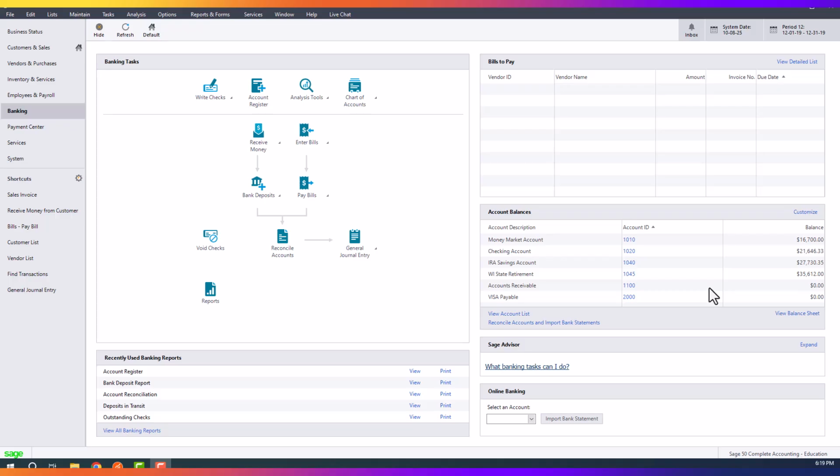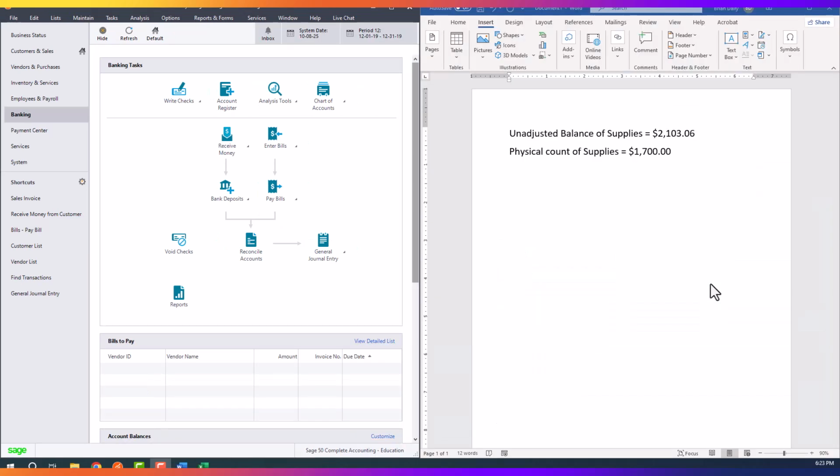So now we're going to enter the adjusting entries that are provided by the book, and we'll show how those adjustments affect those financial statements. The adjustments are described starting on page 358 of our book, and the first adjustment that we need to make relates to our supplies account.